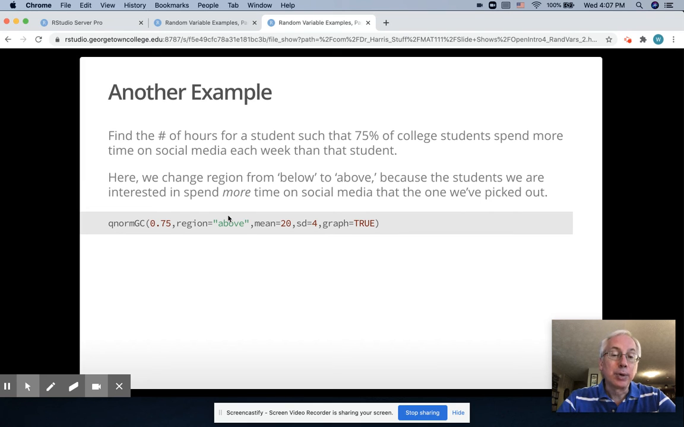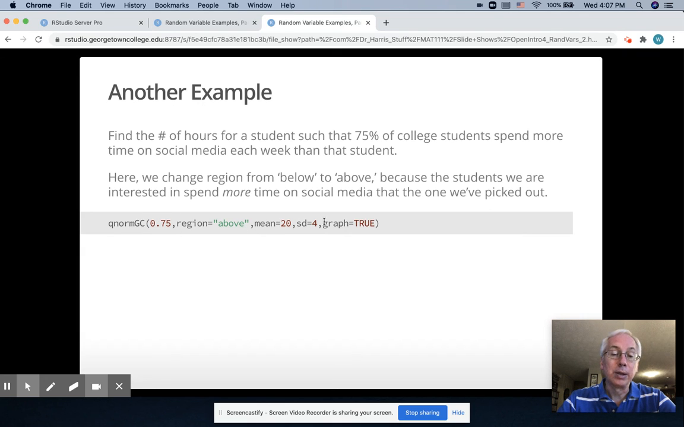So this is not a percentile. A percentile would actually be finding the number of hours such that 75% of college students spend less time. It's below. This time we want the number such that 75% of college students are above this student. That means we're just looking at this word "more" right here. That tells us that we want to switch the region from below to above. And in this case, we want 75% to be above this reading, so we're going to put 0.75 in here.